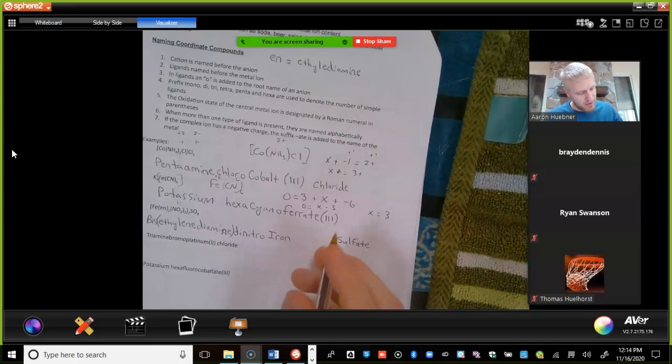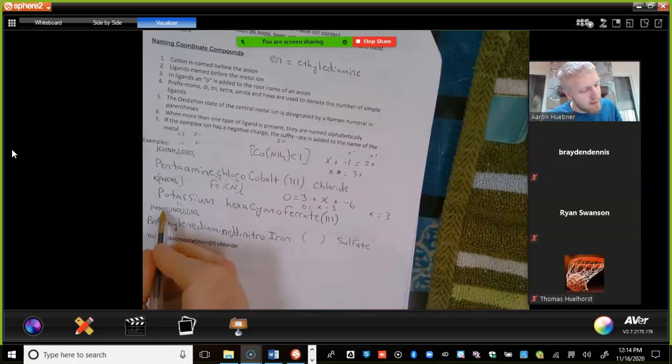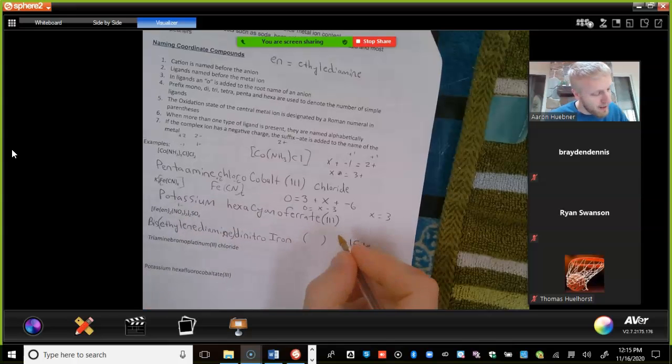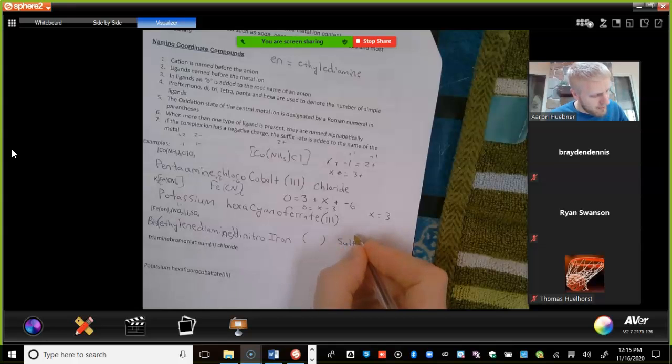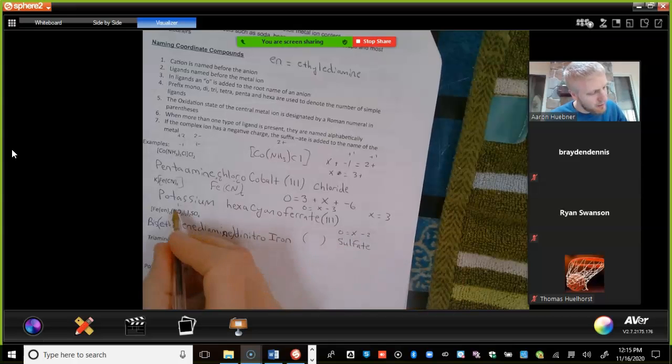Then we got to figure out the charge, and that's going to be the Roman numeral. Ethylene diamine, neutral charge, not going to impact it. Nitrite, -1. Sulfate's -2. So we do the mathematics here. 0 equals X for iron, -2 for the 2 nitrites. Ooh, it gets complicated here because we have 2 complex ions.